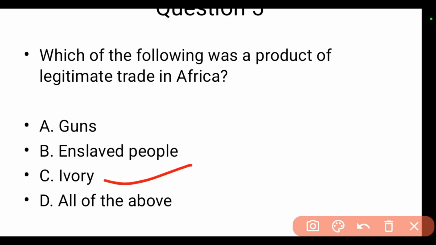The rest are not, because guns were from Europe, and enslaved people, during the period of legitimate trade, slavery was abolished. So all of the above is not the answer. Don't cheat with this question, okay? Don't be cheated. The answer is C.